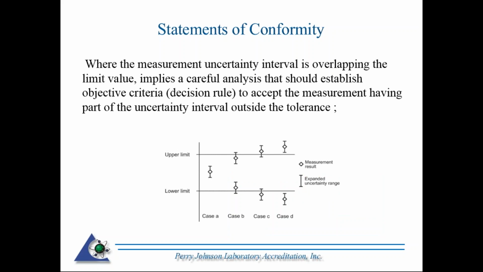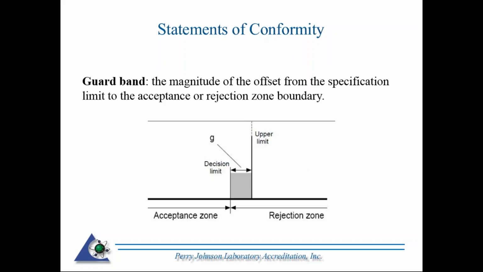So where the measurement uncertainty interval is overlapping the limit value, it implies a careful analysis that should establish objective criteria, i.e. a decision rule, to accept the measurement having part of the uncertainty outside the tolerance. Okay, so what are we referring to there?